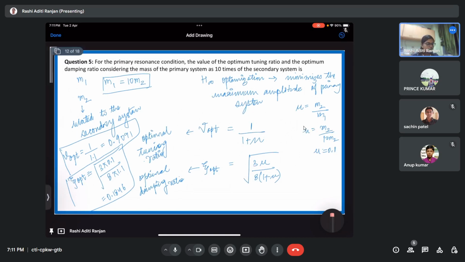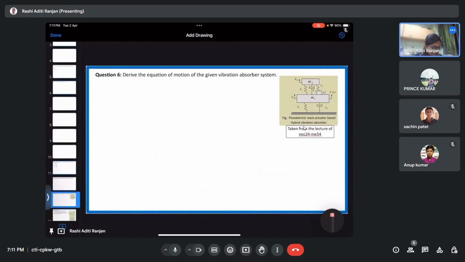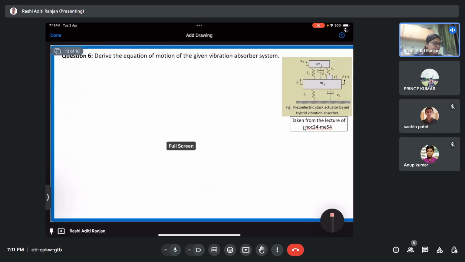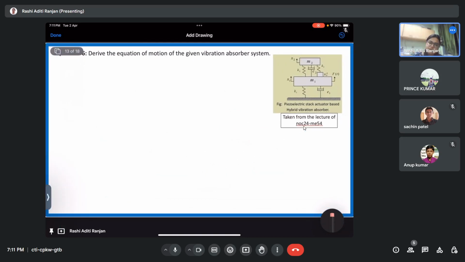Now coming on to question number 6. This example has been taken from the lecture itself. This is a piezoelectric stacked actuator, and we have to first derive the equation of motion. So it would just take some time. I have considered this in order to derive the equation of motion so that it makes clear how a piezoelectric material works. So let us first find the equation of motion.